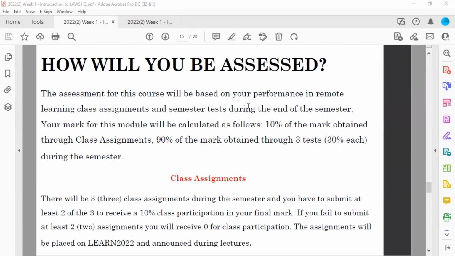Now, the last thing, what we have under the general discussion, is your assessments. Students always want to find out how they are assessed, right? So what is your goal here, right?